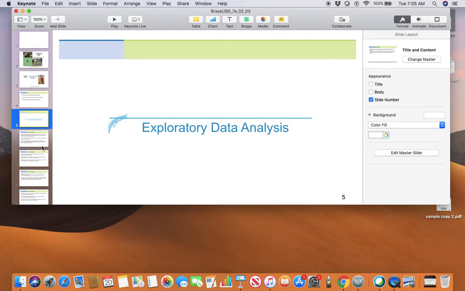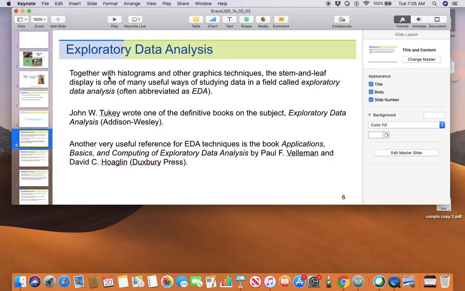Let's look at exploratory data analysis. Together with histograms and other graphics techniques, the stem and leaf display is one of the many useful ways of studying data in a field called exploratory data analysis, often abbreviated as EDA.